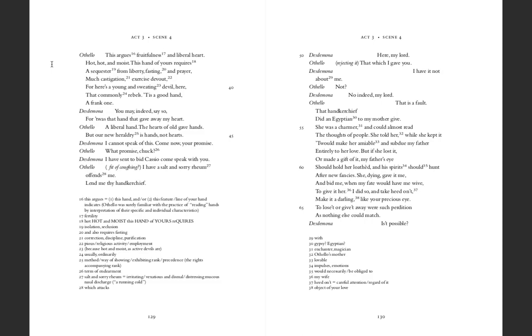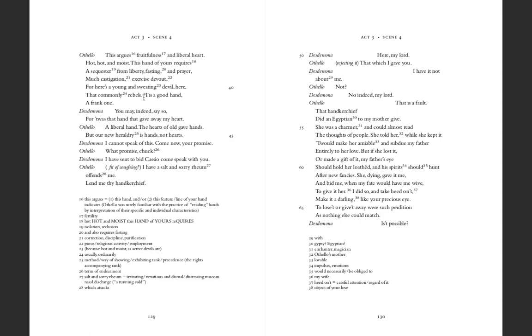So he says, look, your hand is moist. This is a sign that you are fertile, but also that your heart is liberal. And by liberal here, it means free, which means changeable. This argues that actually your feelings might change quickly and that you might not stand by what you say, and you might well change your mind about things. For here's a young and sweating devil here that commonly rebels. So here is a kind of hand that goes against order and that can't be trusted.